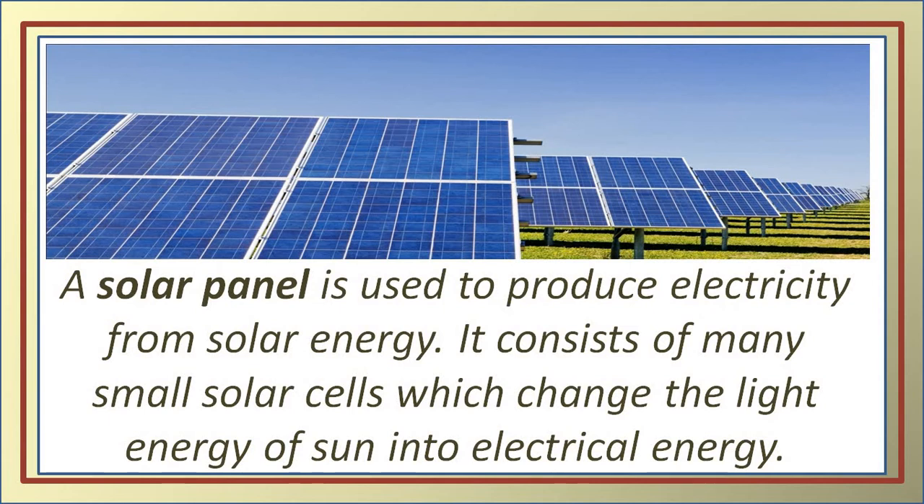This solar panel is used to produce electricity from solar energy. As you learned, electricity is produced from water, wind, and even by burning coal. But this is the best way to produce electricity because on earth lots of sunlight is there, and if we use this sunlight to produce electricity, this is good for us. So a solar panel consists of many small solar cells which change the light energy of the sun into electrical energy, and then this electricity can be used at our home.